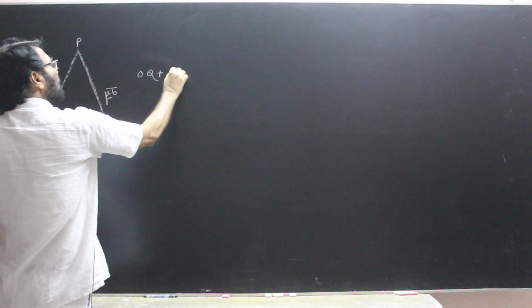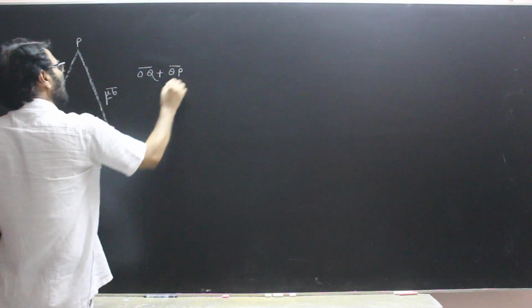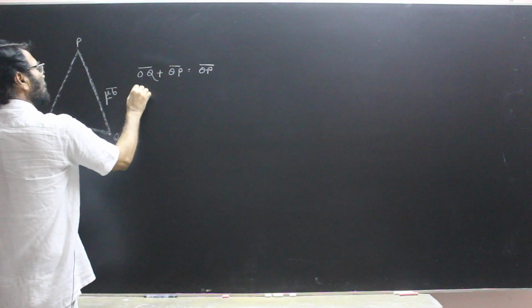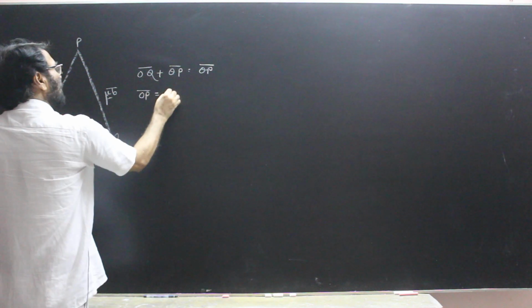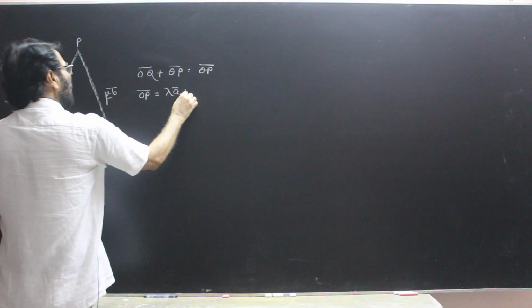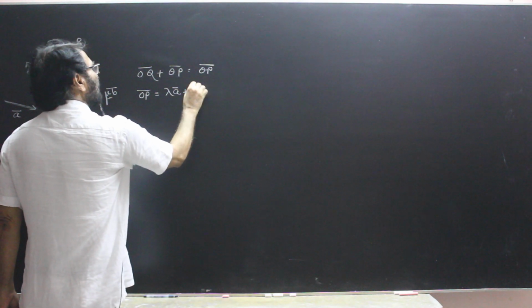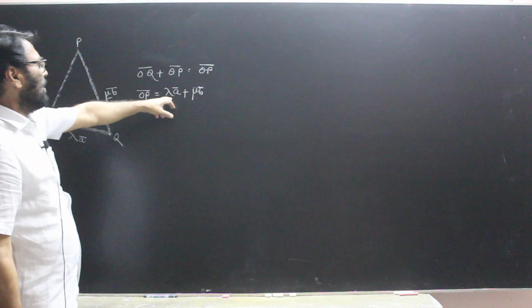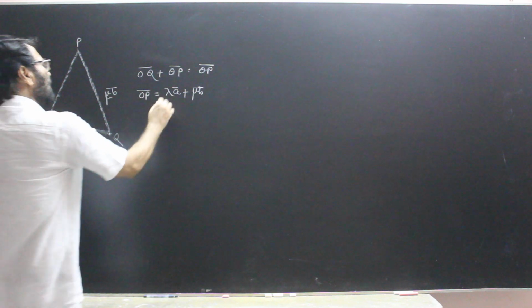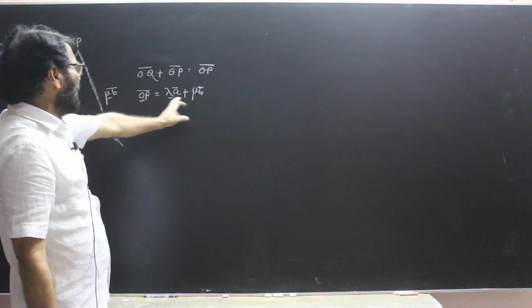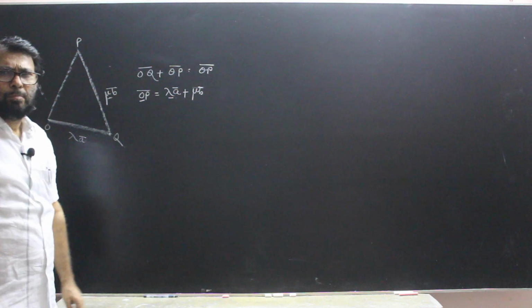plus QP is equal to OP. So OP is OQ, lambda A, plus QP, mu B. Now we have resolved OP in the direction of A and B, and this is the component of OP in the direction of A, lambda, and the component of OP in the direction of B is mu.